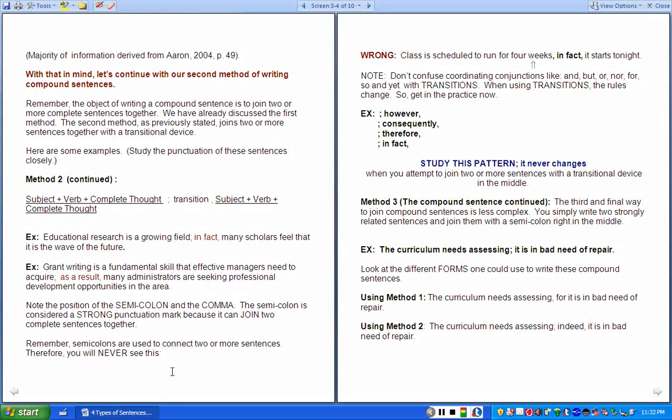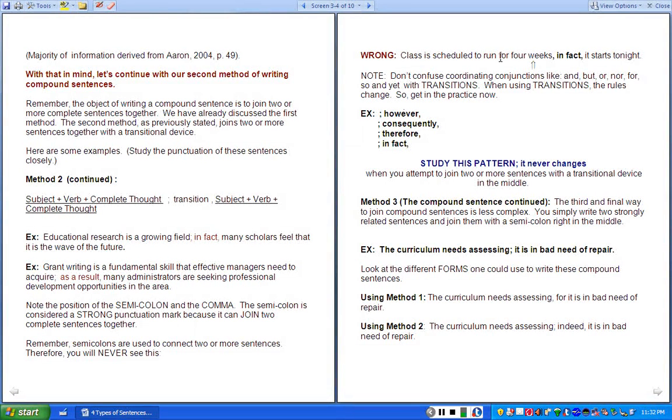Note the position of the semicolon and the comma. The semicolon is considered a strong punctuation mark because it can join two complete sentences together. Okay? Remember, semicolons are used to connect two or more sentences. Therefore, you will never see this. Let's take a look at some bad examples.